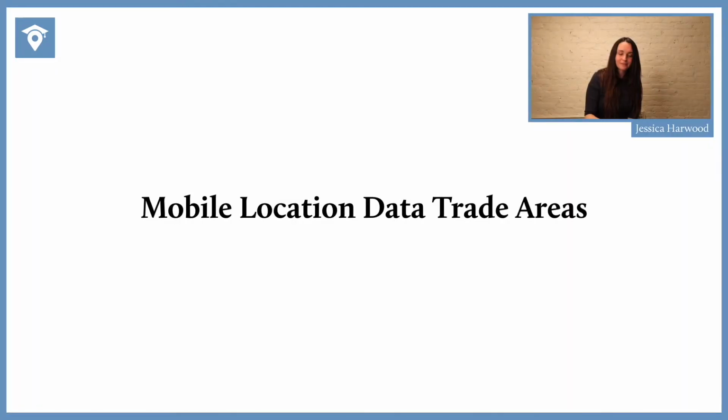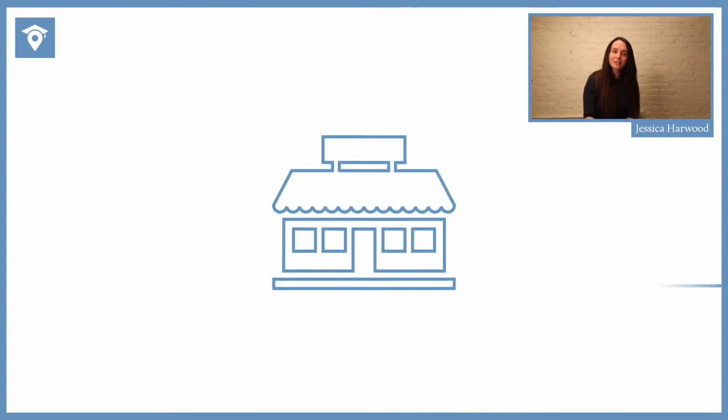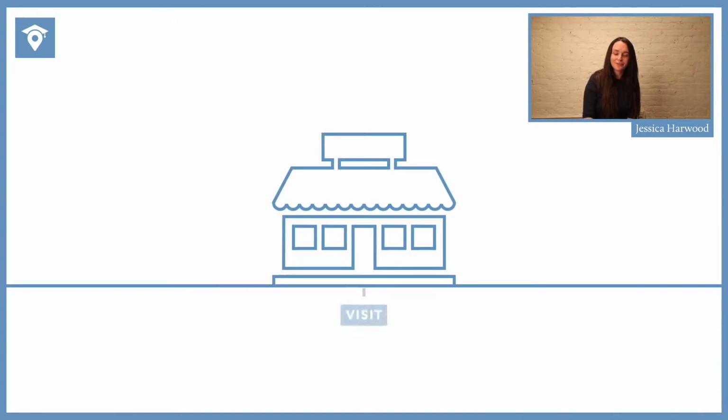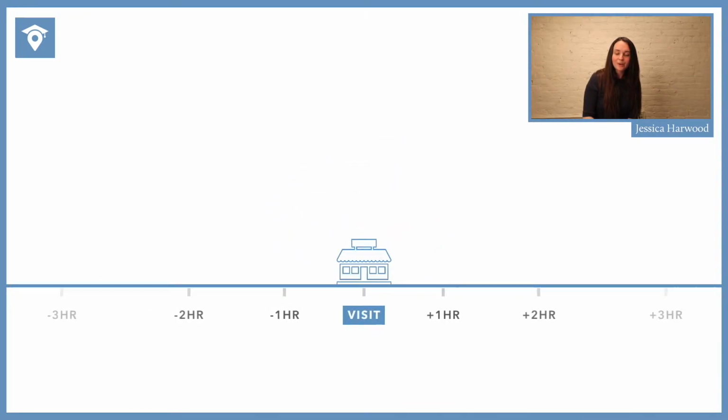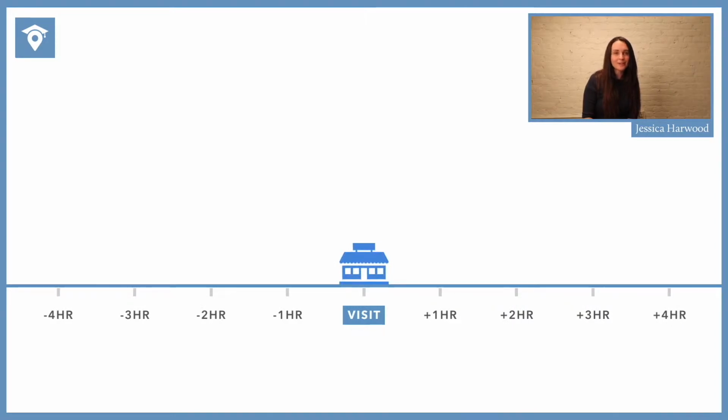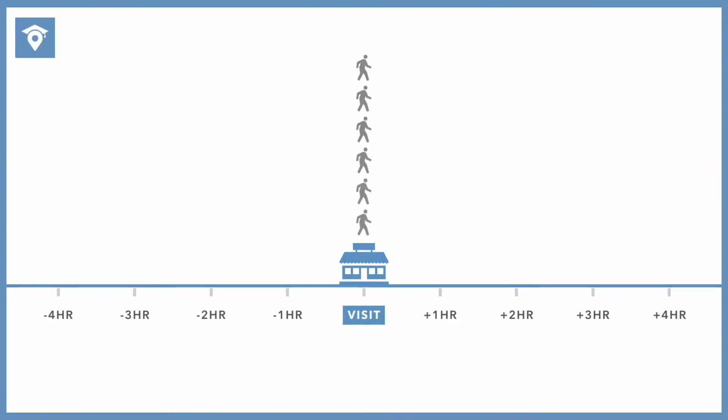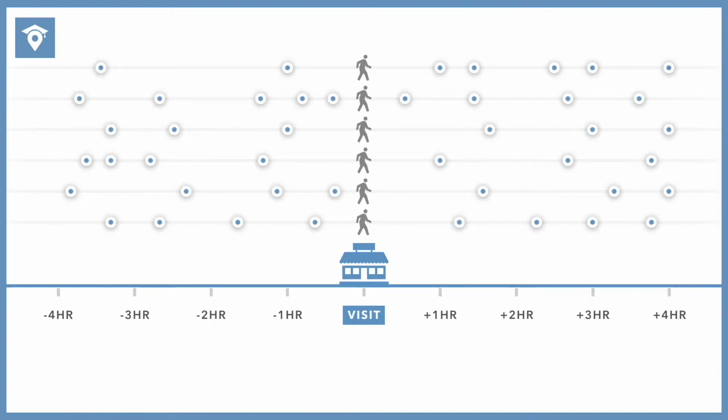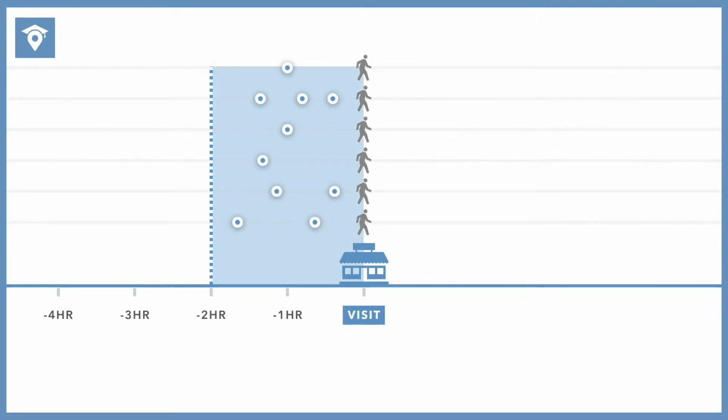Through this, you can get a quick idea of where people are coming from prior to visiting a location of interest. We have got a point of interest here, in this case, a retailer, cute little storefront. And what we are going to do first is identify visits to that retailer. We are going to look at those visitors and look at all of their other visits before and after visiting that retailer. And in this case, we are interested in the first 2 hours prior to visiting that retailer.